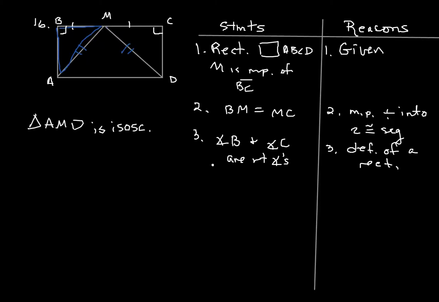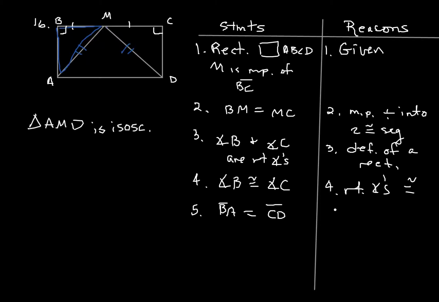Okay, write whatever you can over here. I'm more looking at the statements. I mean, the reasons have to back it up, but the statements have to be true. And then we can say angle B is congruent to angle C because right angles are congruent. Now we have a side and an angle. This one's fairly straightforward. We can say BA is congruent to CD because opposite sides in a rectangle or a parallelogram are congruent. All right, we got that. This one's working out pretty easily for us.